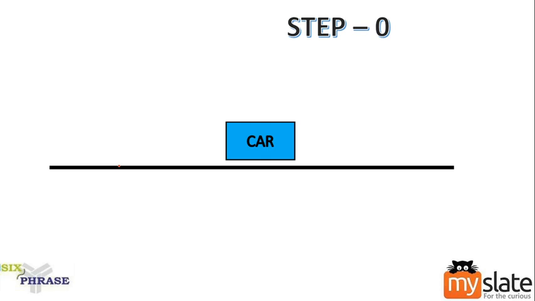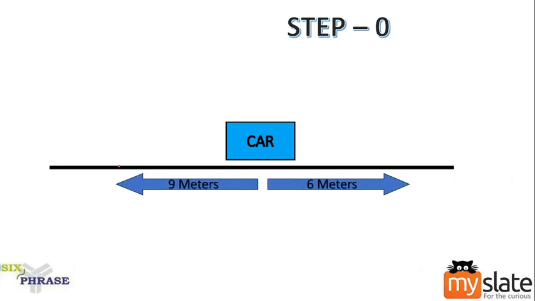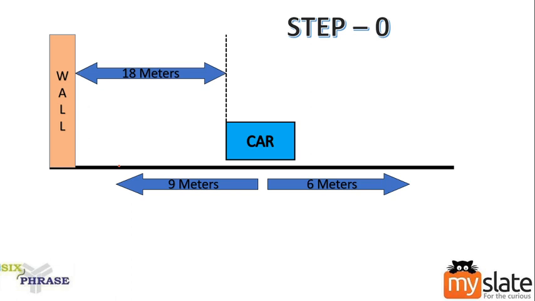What is the data given in the previous slide? In forward direction, it can move by 6 meters. In backward direction, it can move by 9 meters. This is the data we have so far. And what is the distance? Behind the car, we have a wall. So the distance between the car and the wall is 18 meters.